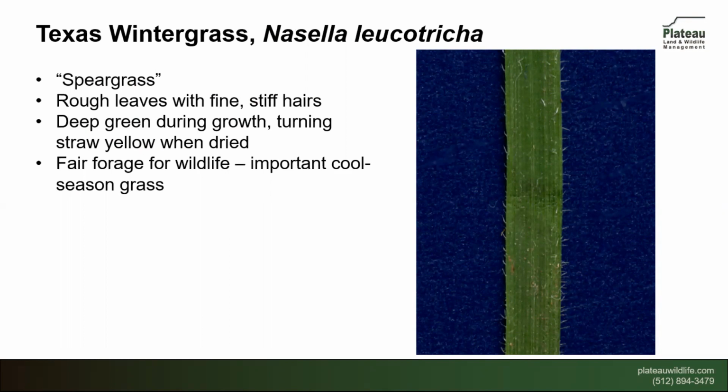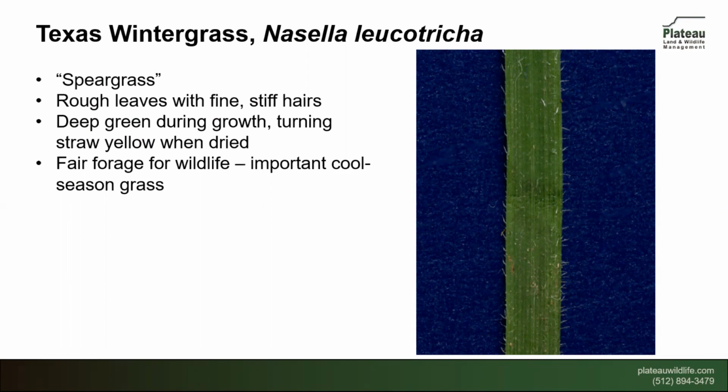So they're nice and green during the winter. When you're out on your property during the winter, you're seeing green grass. It's going to be likely one of these cool season grasses. There are a lot of different cool season grasses. Texas wintergrass is the most common, probably native cool season grass we've got in most areas.